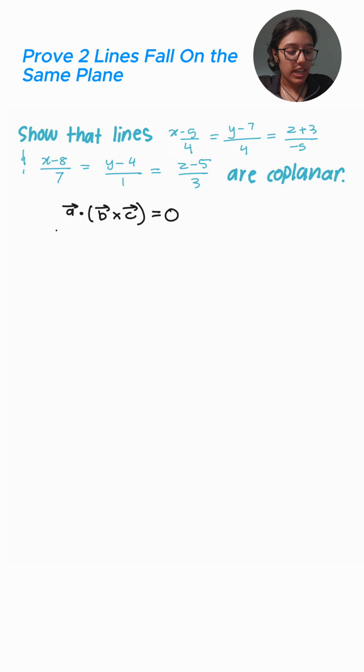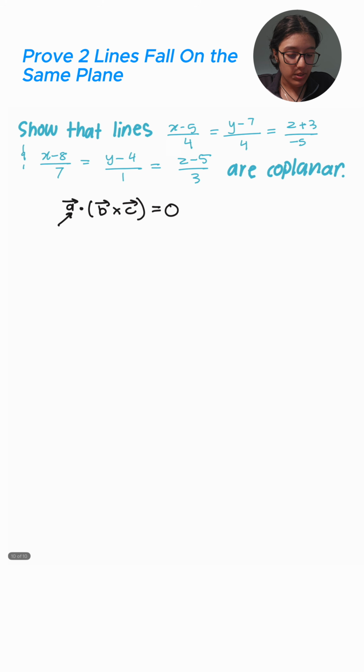But how do we know what A, B, and C are? A is going to be the difference between the points the lines go through. I'll explain that in a bit. And B and C are going to be direction vectors of the two lines.